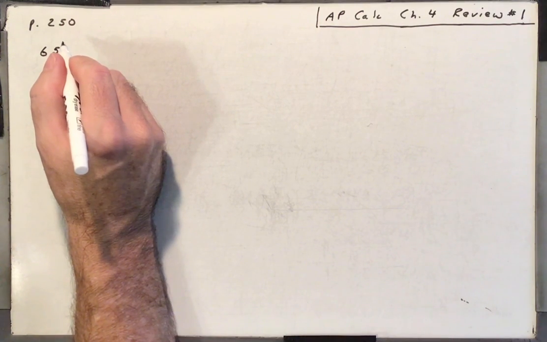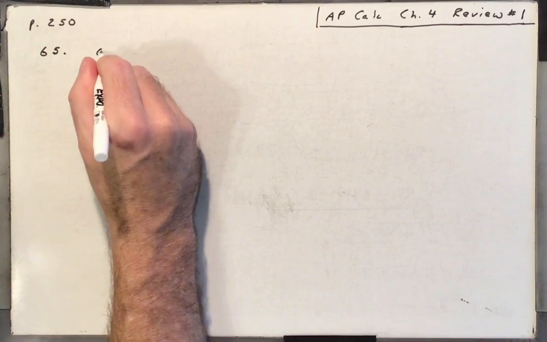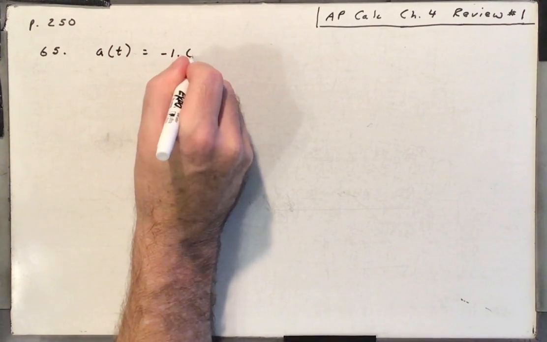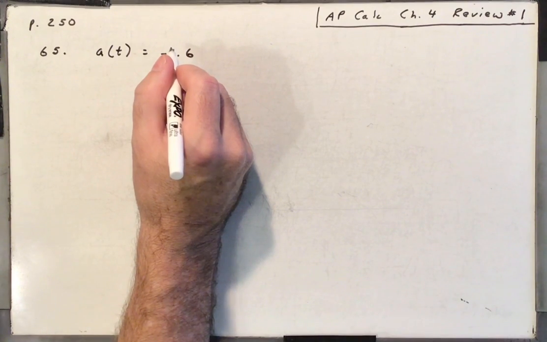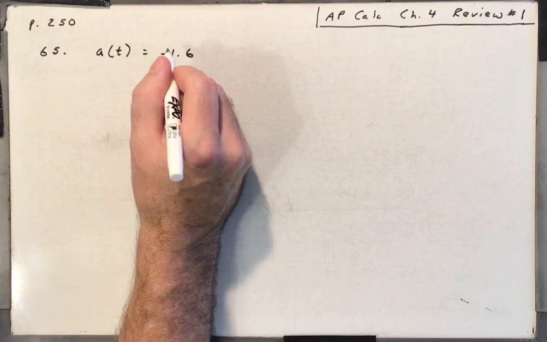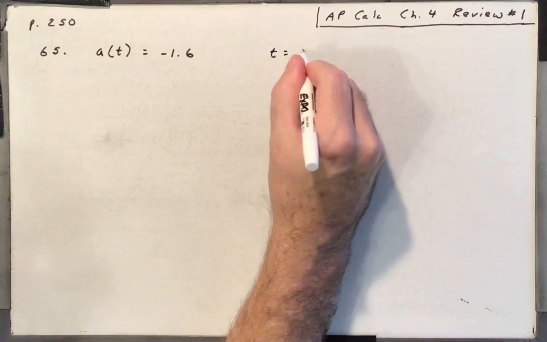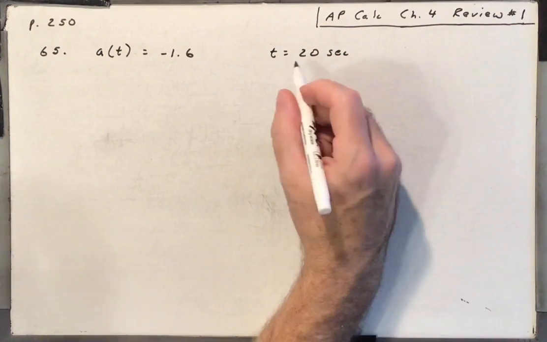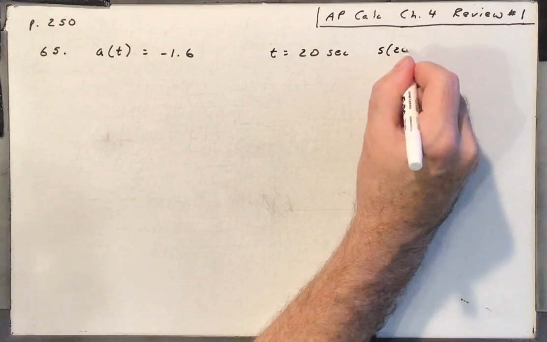All right, 65 says, on the moon, the acceleration due to gravity is minus 1.6 meters per second squared. All right, A of t is equal to minus 1.6. A stone is dropped from a cliff on the moon, hits the surface of the moon 20 seconds later. How far did it fall? All right, so we know t is 20. How far? We'll get that in a minute, but that's going to be S of 20, right?